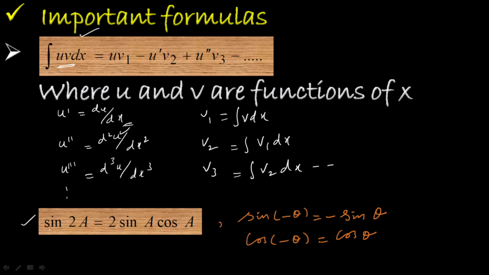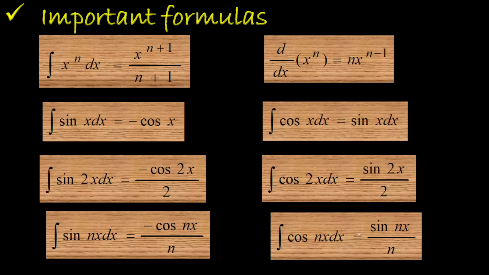And one more thing you have to remember is sin 2a is equal to 2 sin a cos a. This is a trigonometric formula you know already. And sin of minus theta is nothing but minus sin theta, and cos of minus theta is nothing but cos theta. The next important formula you should know is the basic formula of integration and differentiation that you know already. That is integral x power n dx is equal to x power n plus 1 divided by n plus 1, whereas differentiating x power n with respect to x gives you n x power n minus 1.